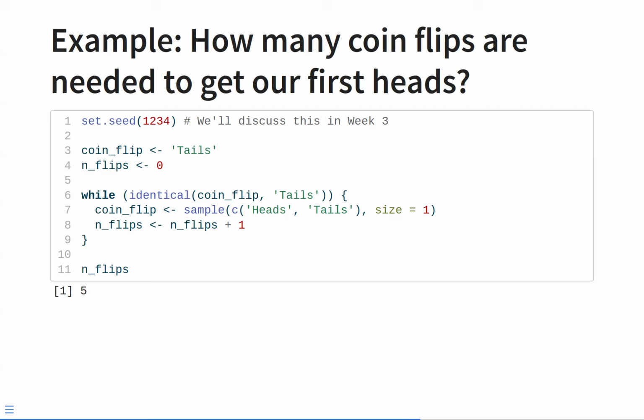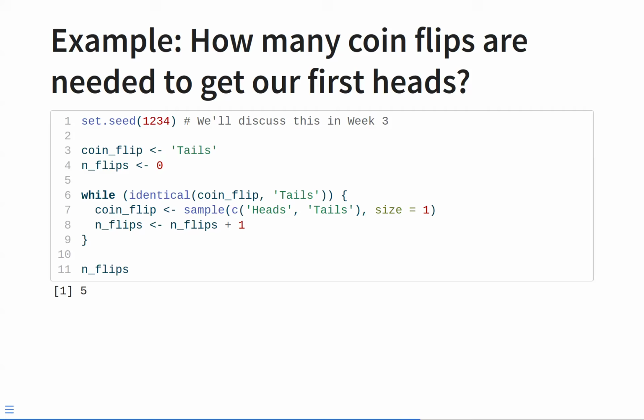Okay, so what happens then? Well, if I got a tails, then we'll go back up to line 6 and check, what is the value of coinflip? Hey, it's tails. I've got to drop into the loop again. I'm going to repeat the same thing. Each time I do this, I am incrementing the nflips counter. It's getting one bigger. But as soon as I get a heads, then I will visit line 6 and check, is coinflip equal to tails? I'll get false, and I will fall out of the loop.